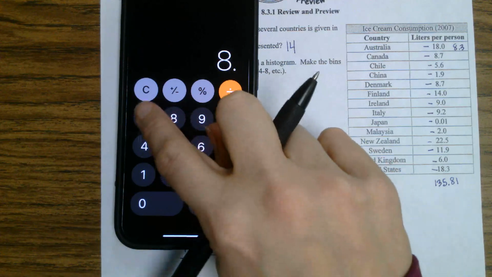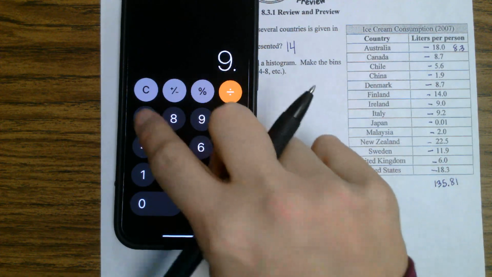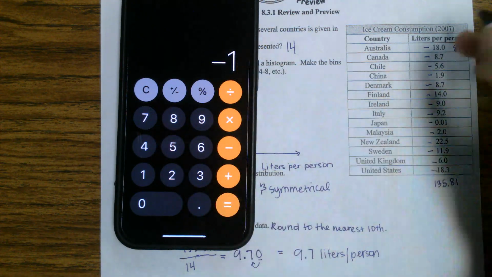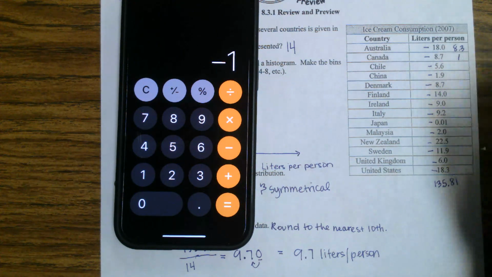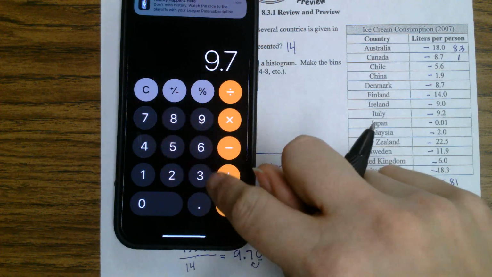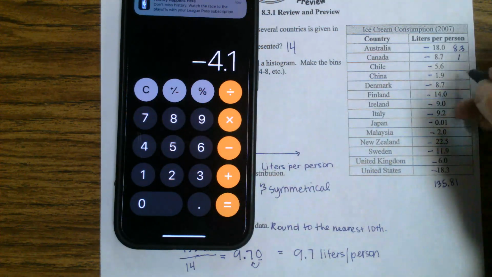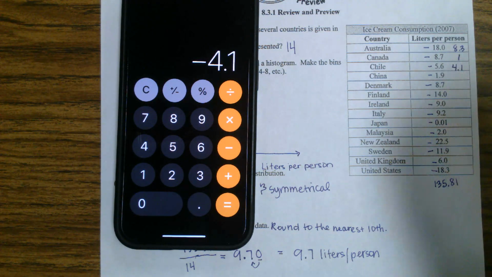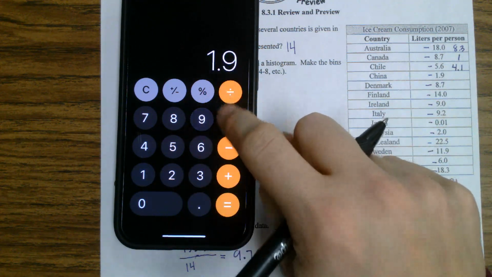So 8 and 7/10 minus 9 and 7/10. I'm going to get -1. The absolute value of -1 is 1. 5 and 6/10 minus 9 and 7/10 is -4 and 1/10. The absolute value is 4 and 1/10. And I'm going to keep on going.